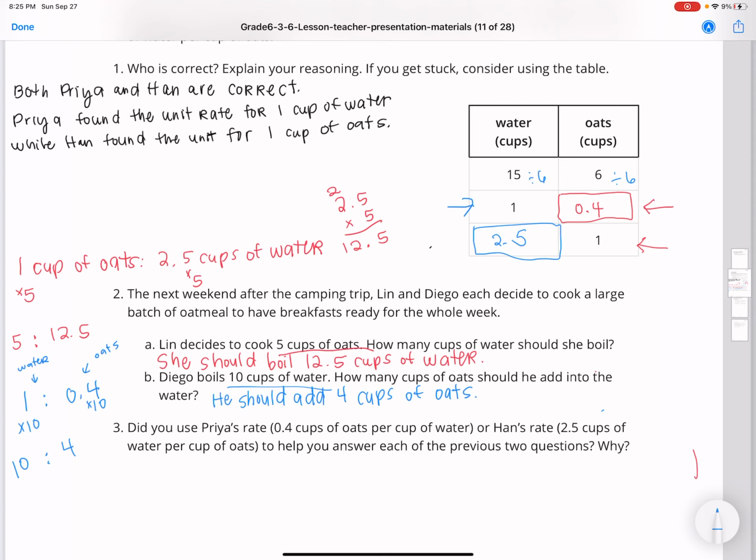So for number 3, it says, did you use Priya's rate or Han's rate to help you answer each of the previous 2 questions, and why? So I want you guys at home to tell me, why was it easier to use whichever rate we used for each question? Okay, so I want you guys to tell me, why did we use it? Try to put it in your own words.